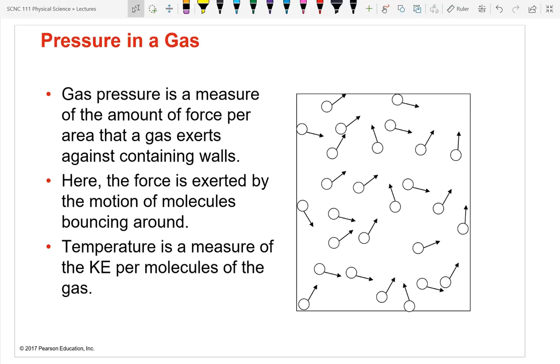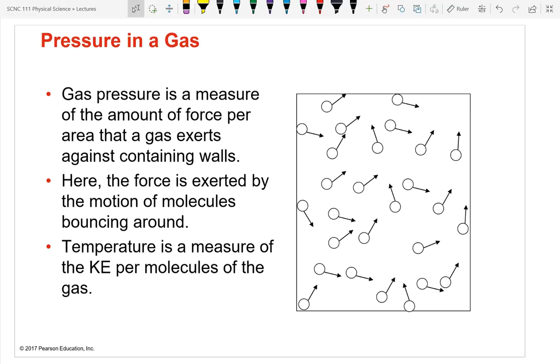And so whether you're in water or air, you're feeling the molecules bouncing off your skin. They're colliding with you. And so that's what makes us feel the pressures, the accumulated collisions between billions upon billions of molecules with our skin.